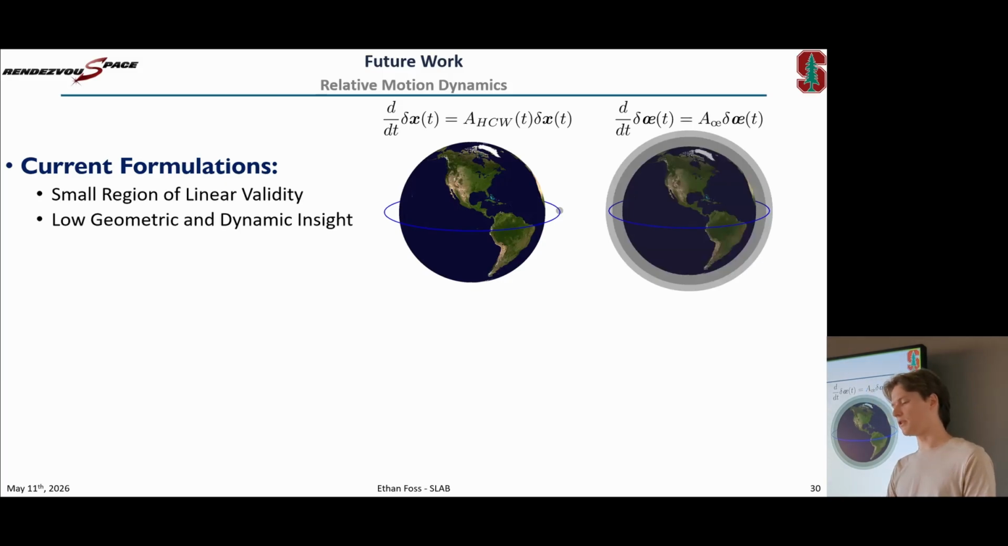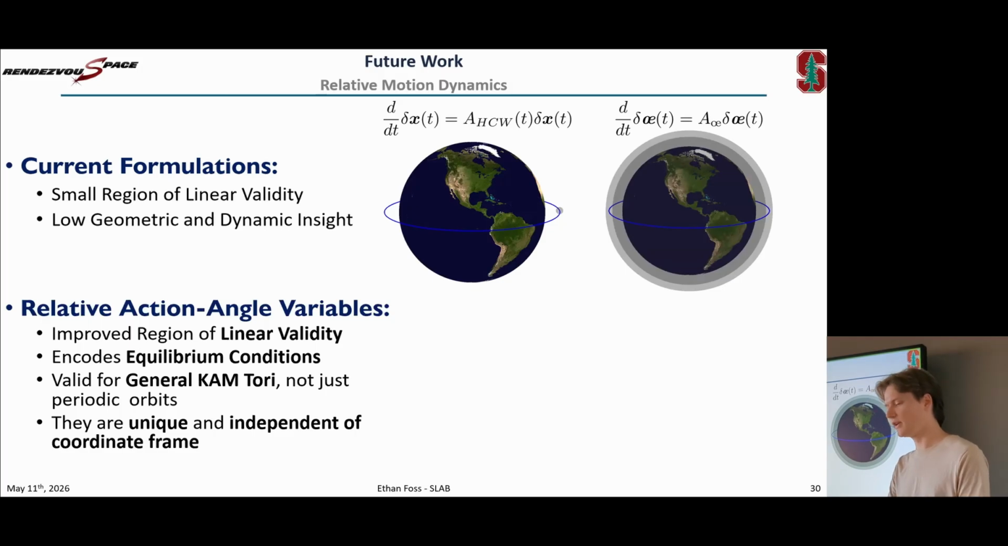However, if we use relative orbital elements, we know that the region of linear validity expands significantly. So basically what that means is motions that are at completely different sides of the Earth can be embedded in a coordinate system in which their motion evolves linearly. This is something we know about relative orbital elements. The idea here is maybe we could extend this idea to a more general system.